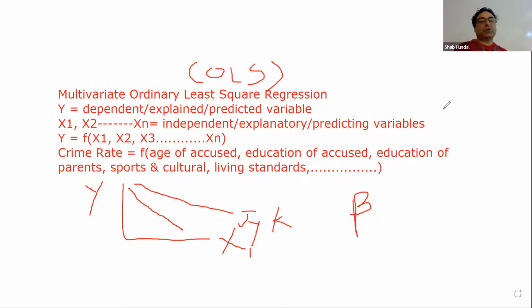So you want to see how these variables, independently and together, or in groups, have an impact on crime rate. So this is the theory of regression. But if you have any point to ask me or to share with me, please feel free.